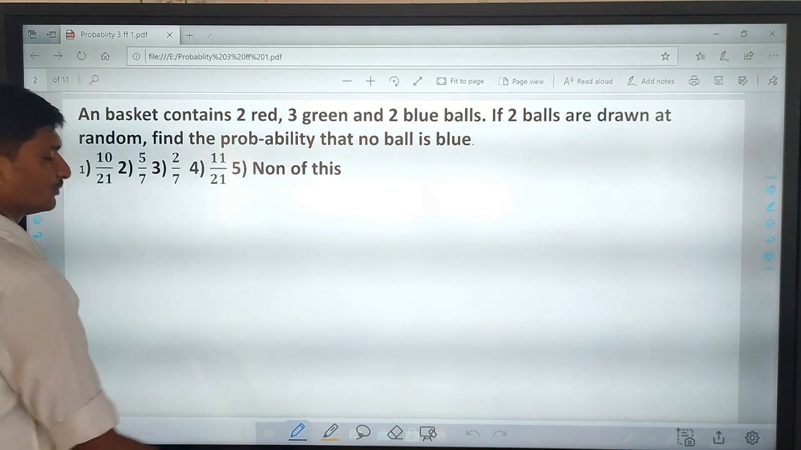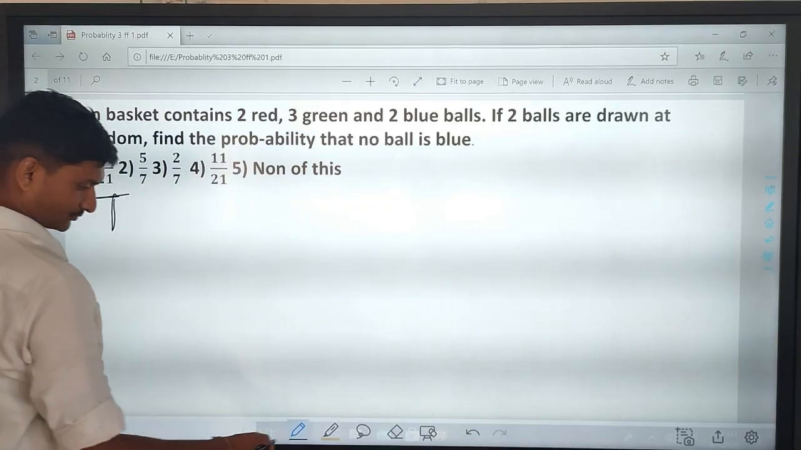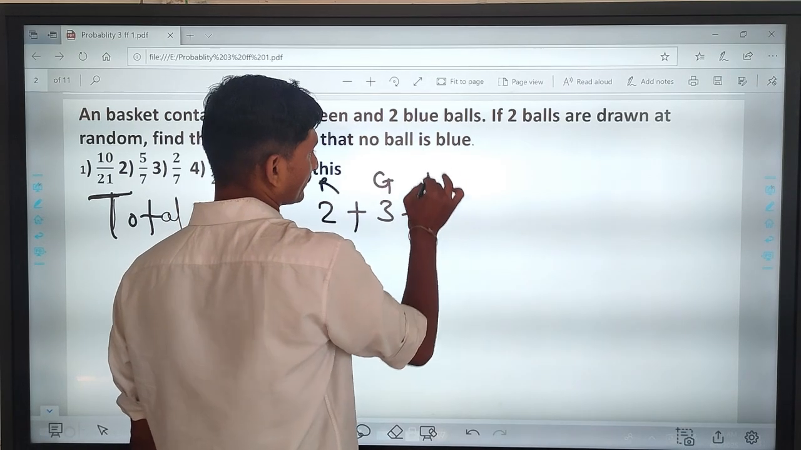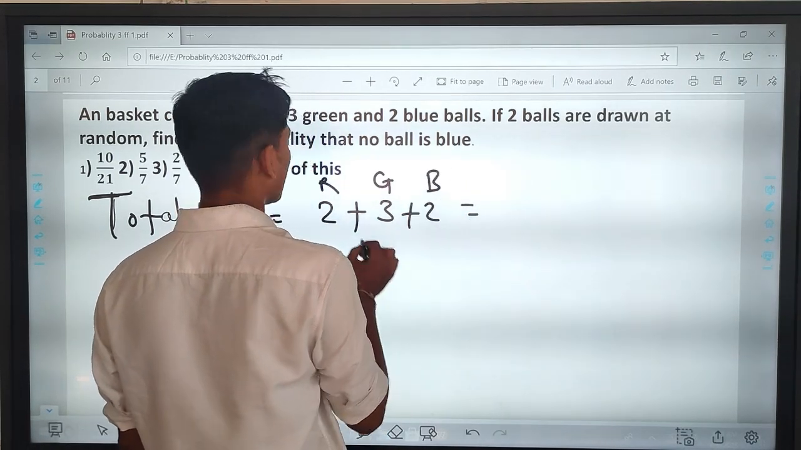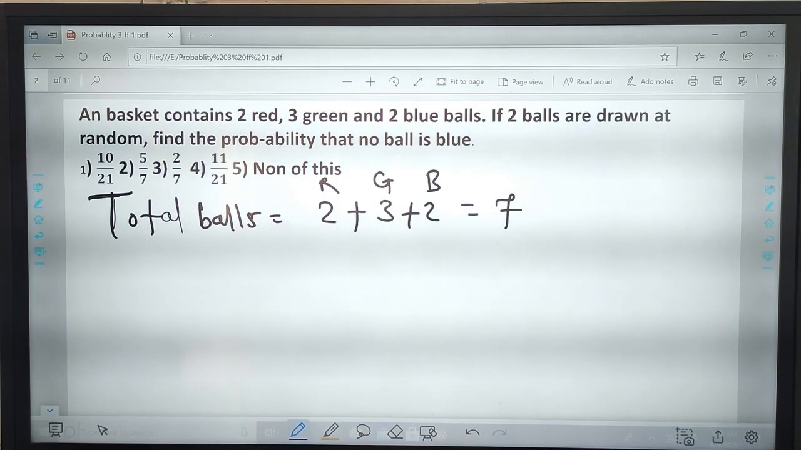No ball is blue. Here total balls are 2 red, 3 green, 2 blue. Total balls are 7 balls. Out of 7 balls, 2 balls are drawn at random.